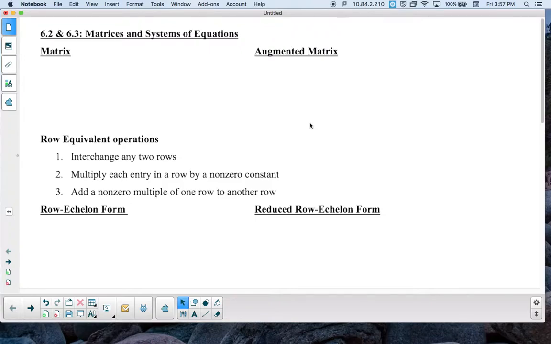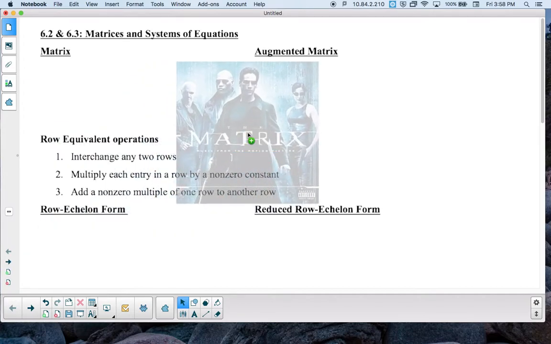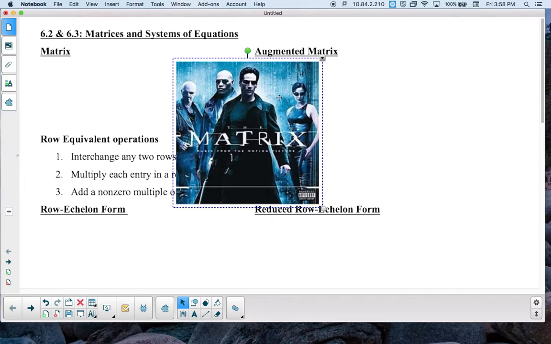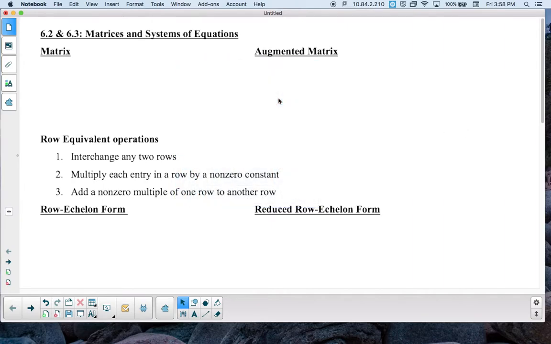Hello everybody. We are going to move on to chapter 6, sections 2 and 3. We're going to be talking about matrices and systems of equations. One way that we can solve systems of equations that is a little bit easier, and our calculator can help us solve this, is by making it a matrix. And no, we are not talking about The Matrix. We are talking about matrices, which are a mathematical thing that we can use.